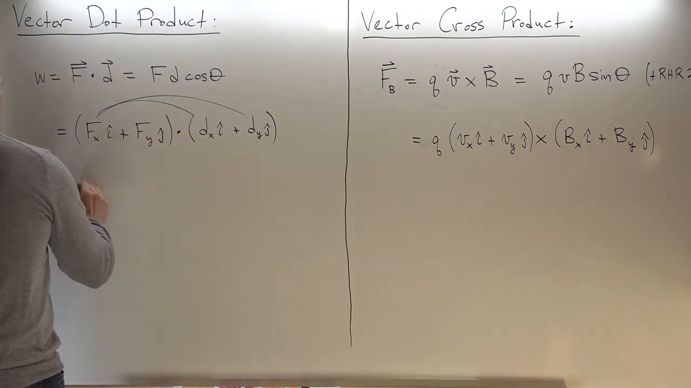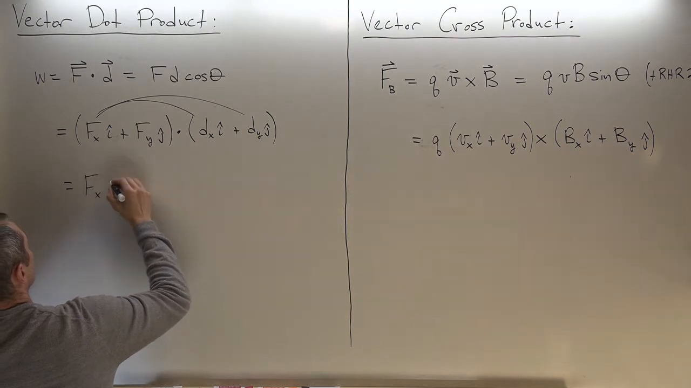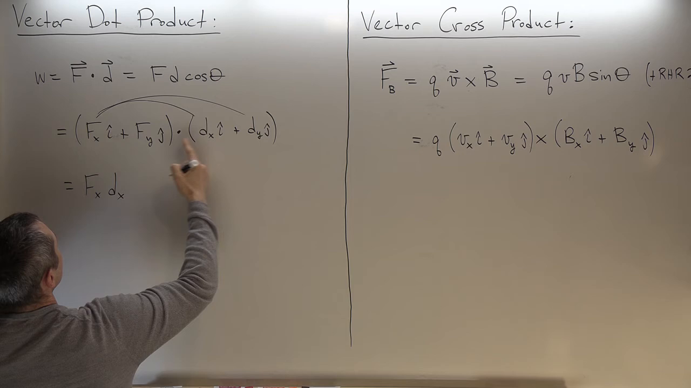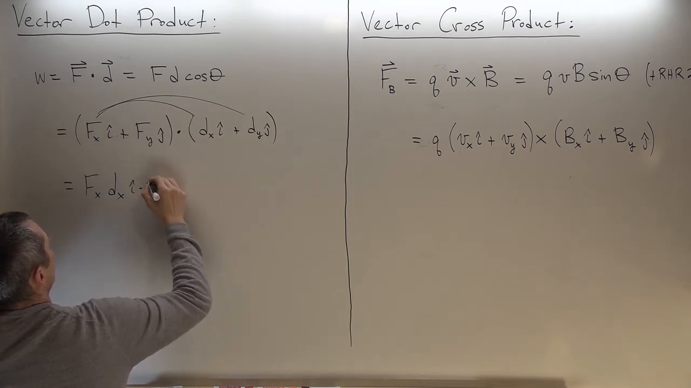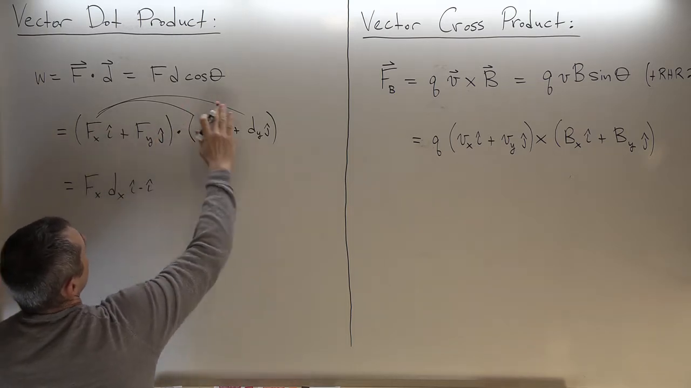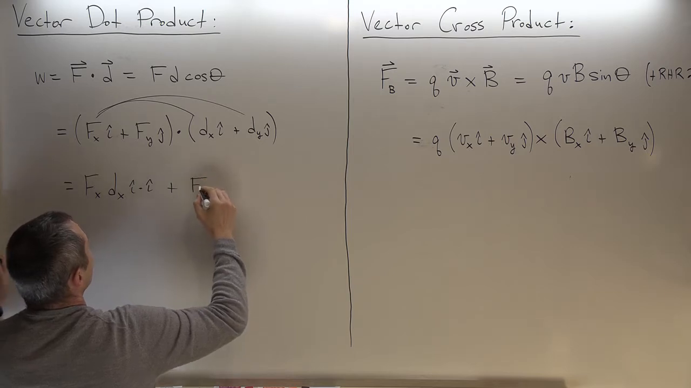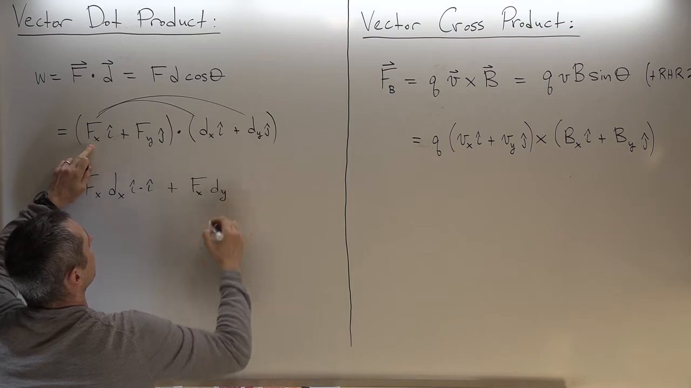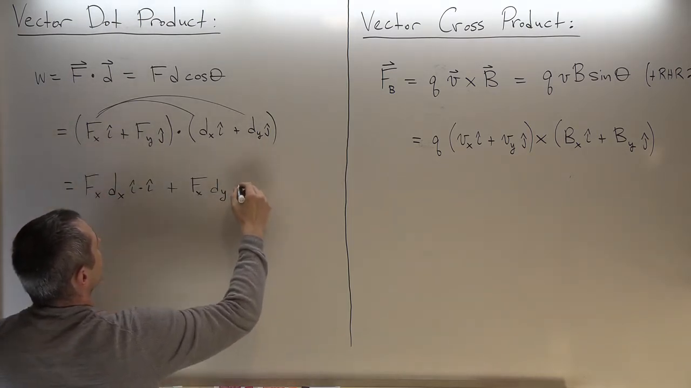So that's going to give me fx times dx, and then the i hat dot i hat is also part of that term. And then the x component multiplied over to the y component. So I could say fx times dy, and then the i hat dot j hat.